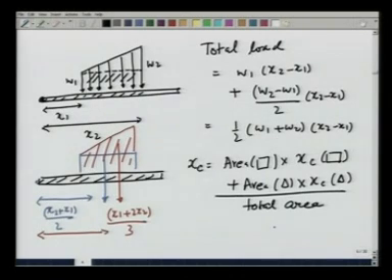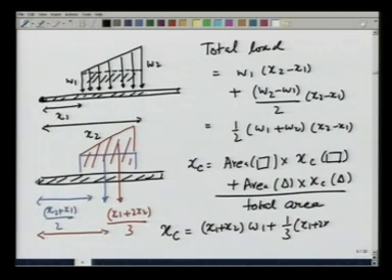The total area, which is the net force, we have already calculated. We also know the position of the centroid of the rectangle, and the position of the centroid of the triangle, and we know the area for both, and therefore we can calculate x_c. You do a quick calculation and the answer you get is x_c equals [(x1 plus x2) W1 plus 1/3 (x1 plus 2 x2)(W2 minus W1)] divided by (W1 plus W2).